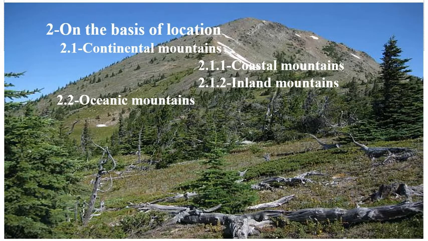So on the basis of location, where the mountain is. On the basis of location, mountains are of two types. First one is continental mountains and next one is oceanic mountain. So from its name, it's very clear that continental mountain is that mountain which is located in any continent. That means its area, its location is basically on the continental areas or over the landmass.